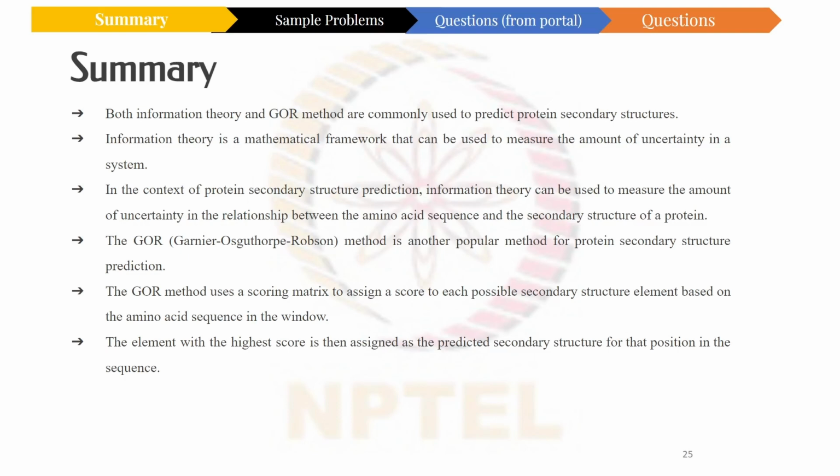The method is based on the observation that certain amino acid residues have a strong tendency to form certain types of secondary structures. The GOR method assigns a probability score to each possible secondary structure for each residue based on the surrounding amino acid residues. Both the information theory based method and the GOR method have been shown to be effective in predicting protein secondary structures, and the choice of which method to use may depend on the specific application.